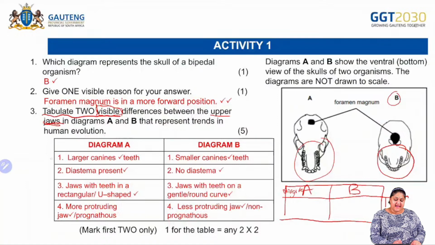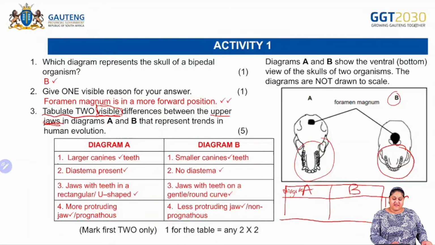Now, you can see it's numbered there. It's very important that when you get a tabulate question, you also number, because when you tabulate, you must be able to compare like items with like items. This goes for anything, not only for human evolution. When you number, it helps you to keep your thoughts in line and make sense.